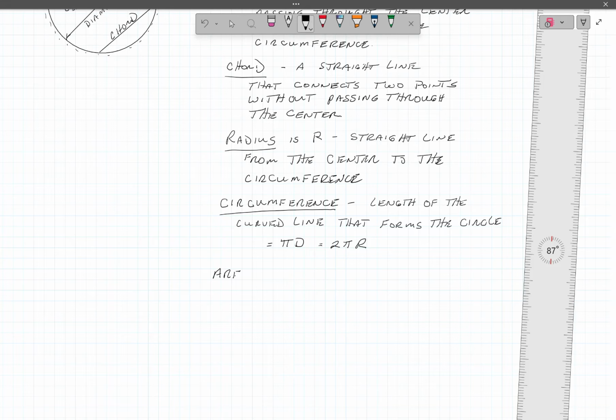Area of a circle equals pi d squared over 4 is equal to pi r squared. I don't like the way I wrote that. Let's try that again. R squared. Okay. Again, we like to do pi d squared over 4.